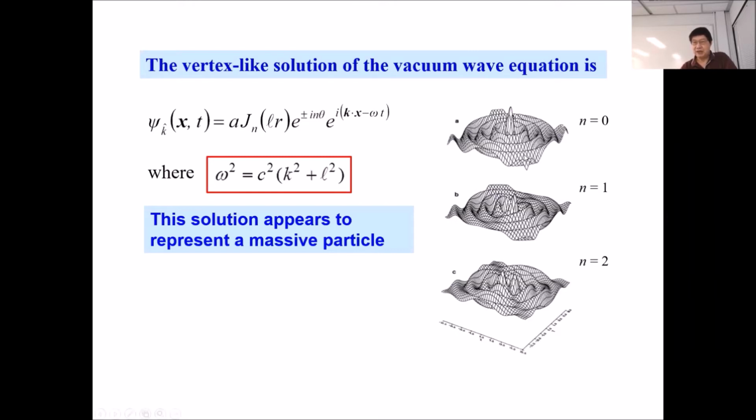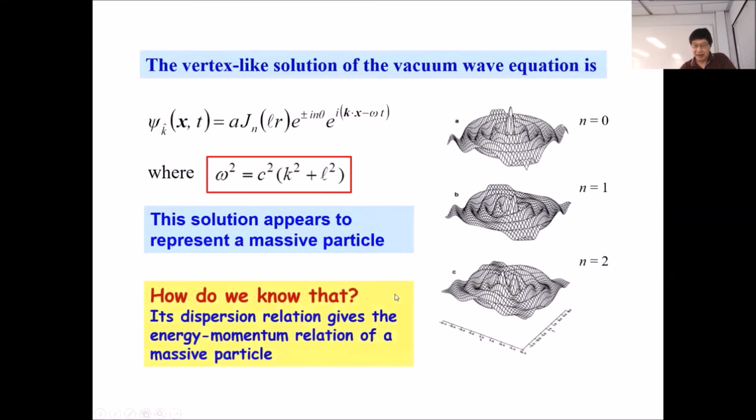Well, actually, you can see this is a solution. So this is the transverse plane. So the particle is moving up and down. And this is the transverse plane, and you can see this oscillation. This oscillation has a certain wavelength, and this wavelength is related to l. And this solution appears to represent a massive particle. Now, how do we know that? That is because this dispersion relation will agree with the energy momentum relation of a massive particle.